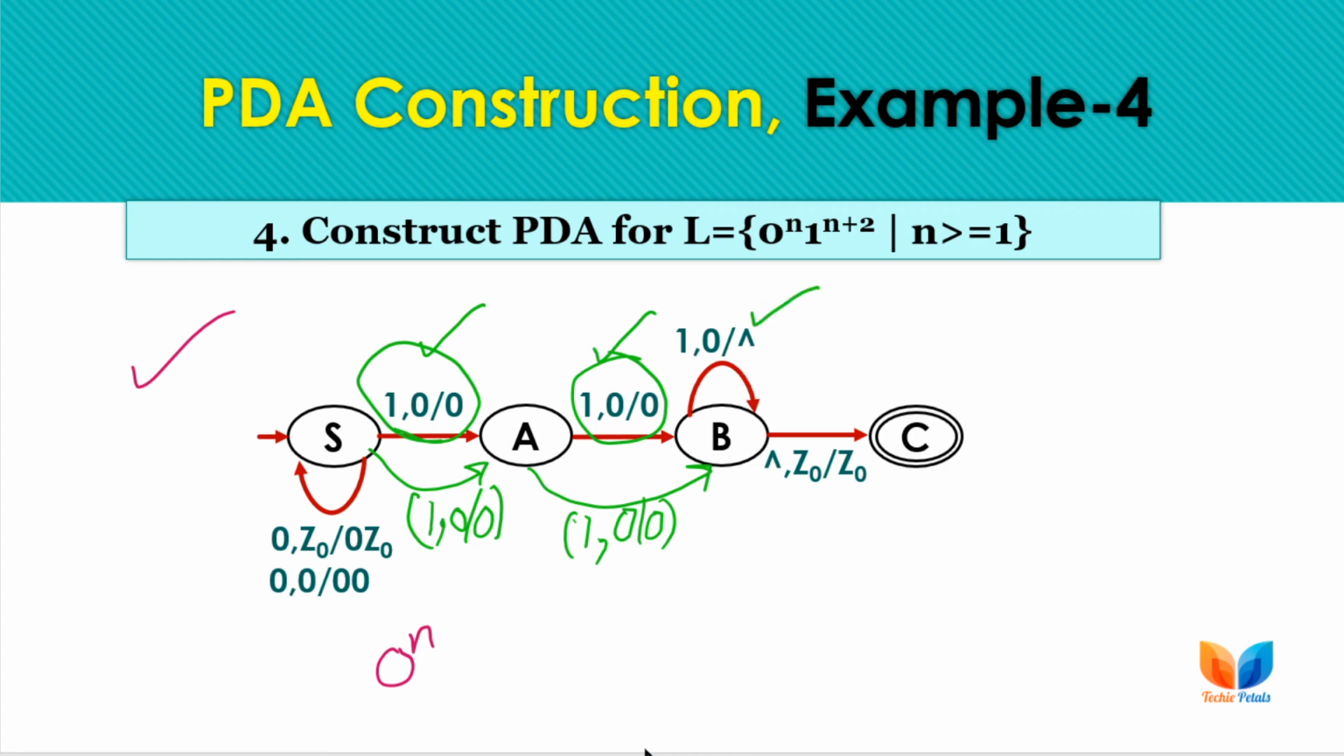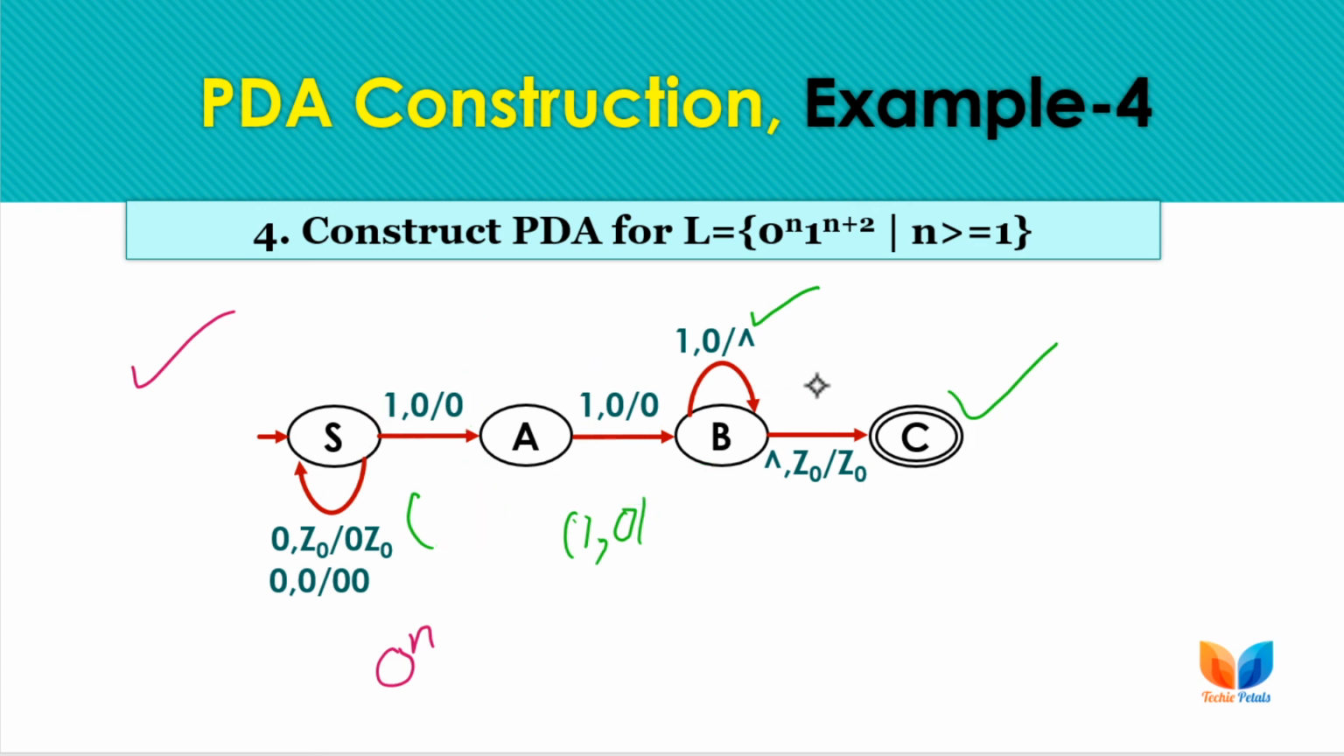Okay, so these are the transitions for the two extra 1s. From the third 1 we will perform the pop operation at state B, and at the end of the string we move to the final state C. Okay, so this is the way you need to think and define PDAs corresponding to the given context free language.